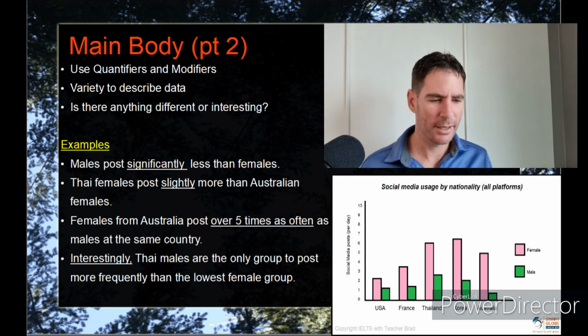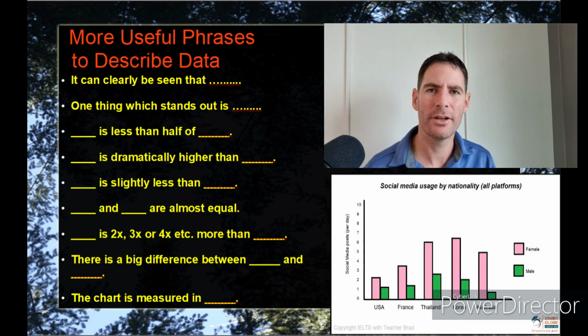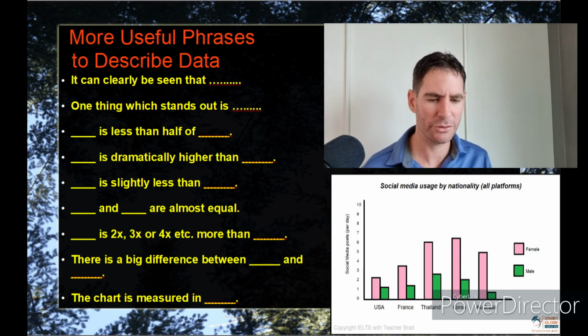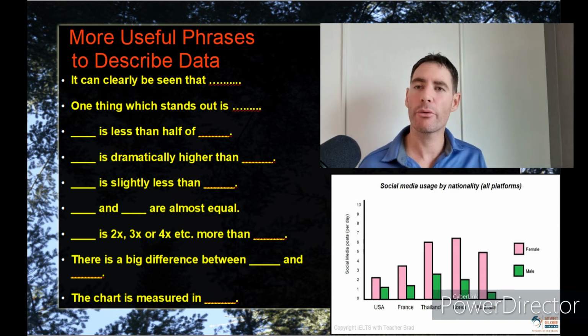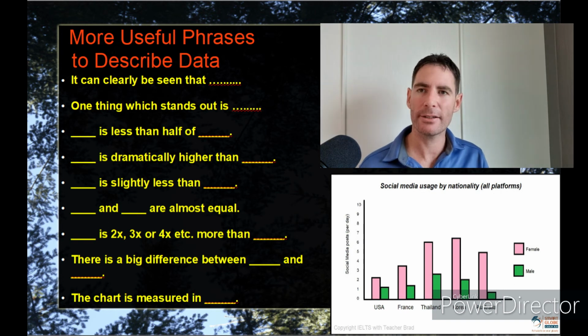Okay, it can clearly be seen that. What is obvious? It can clearly be seen that females post more than males. One thing which stands out is how little Australian males post on social media. They are the lowest amount. Something is less than half of something else. The amount Koreans and Thai females post is almost equal. You can say something is 2 times, 3 times, 4 times as much as something else. There is a big difference between Australian female usage and Australian male usage.